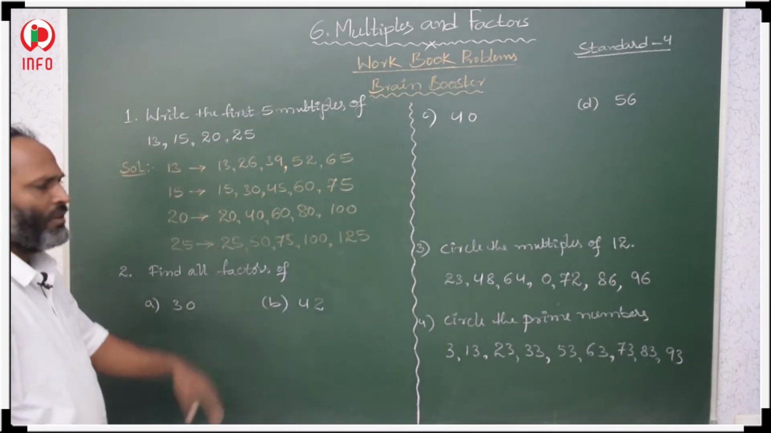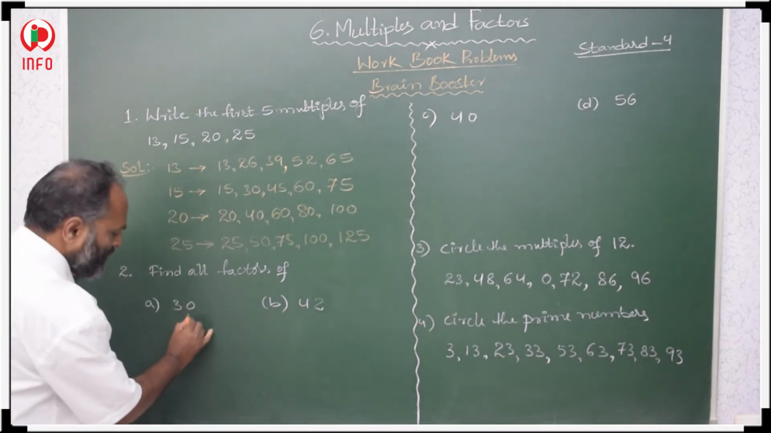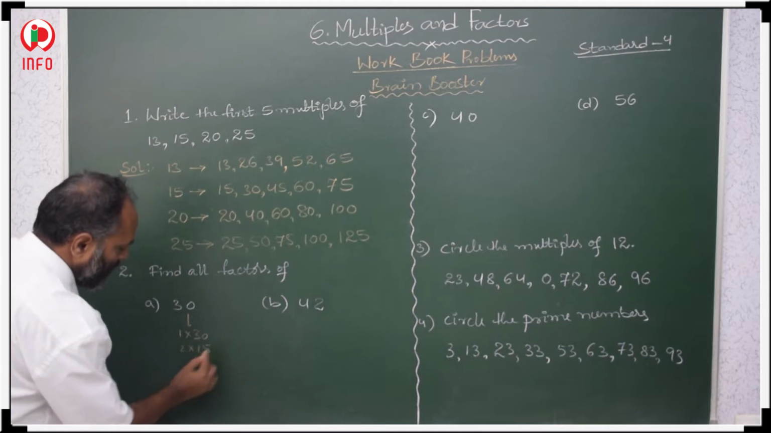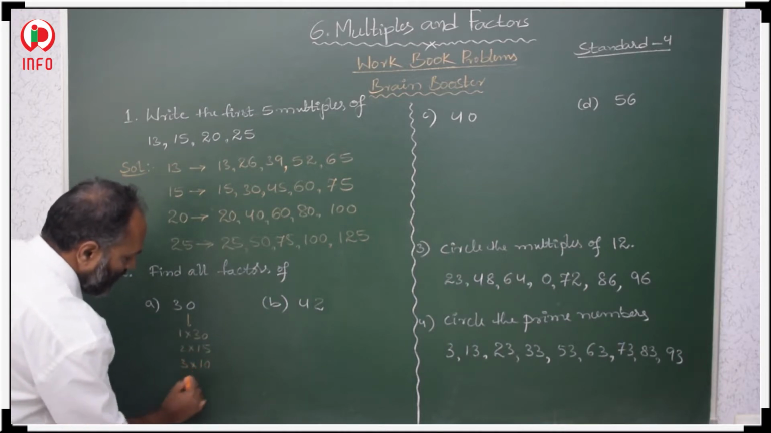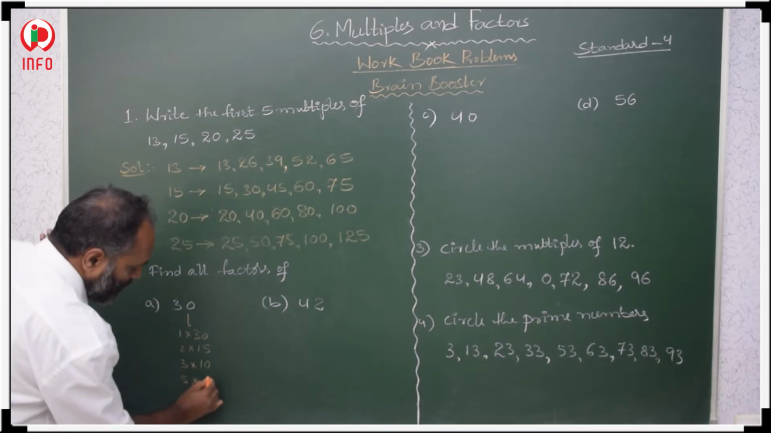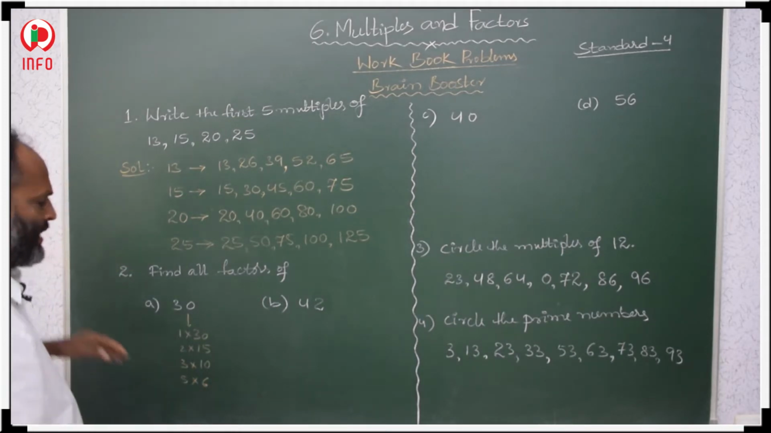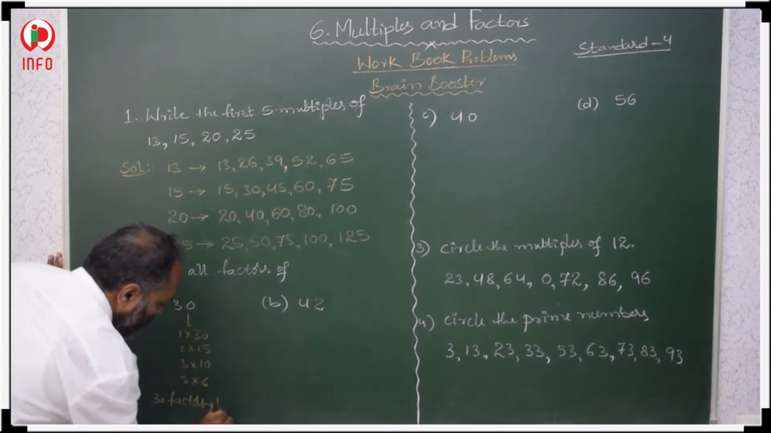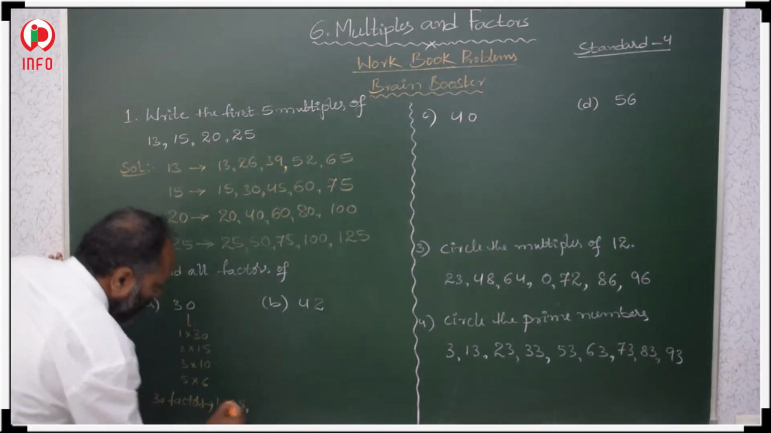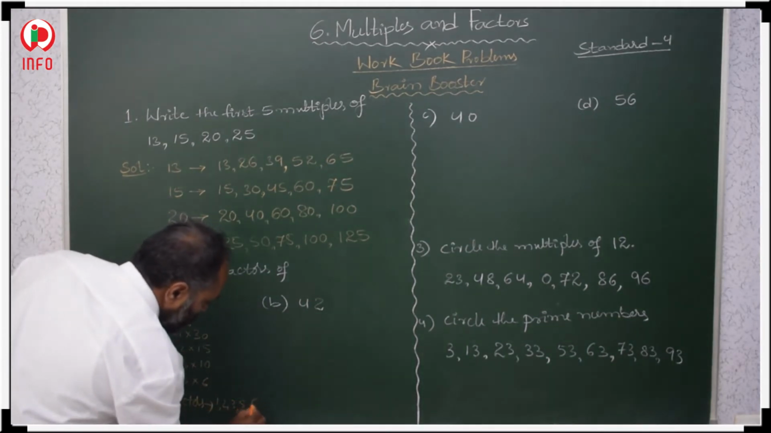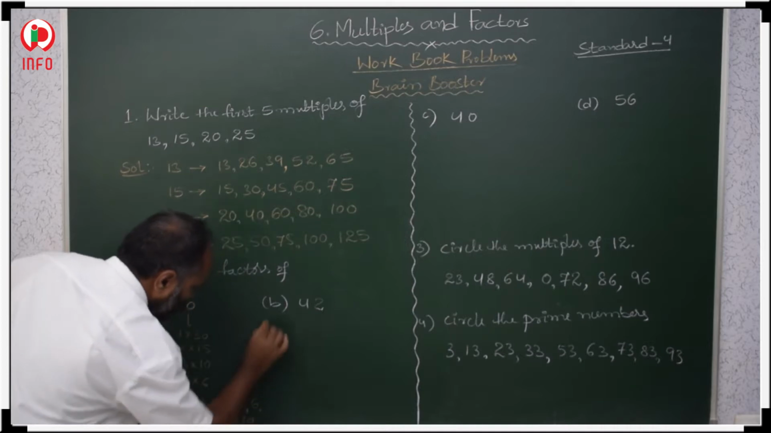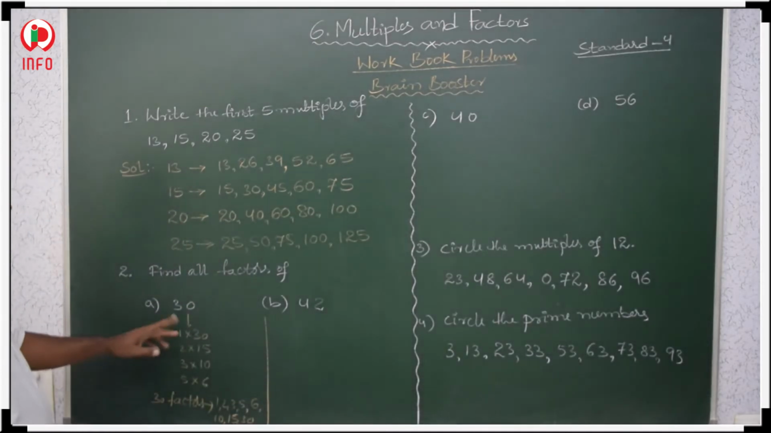Next, find all the factors. First 30: 1 30 is 30, 2 15s are 30, 3 10s are 30, 4 it won't go, 5 6s are 30, after that 6 5s. The factors of 30 are 1, 2, 3, 5, 6, 10, 15, 30. These are the factors of 30.